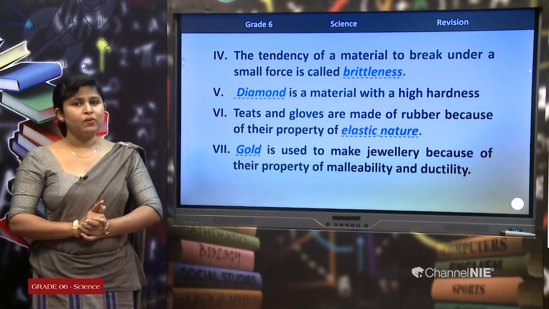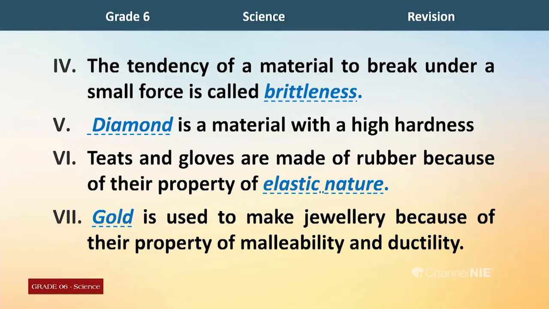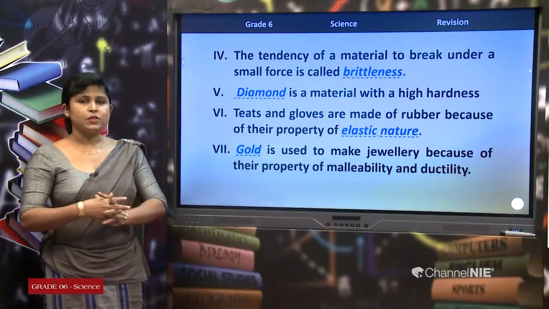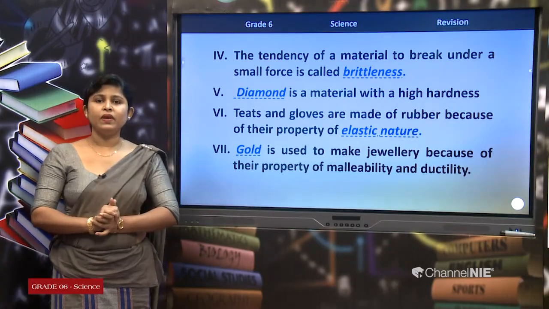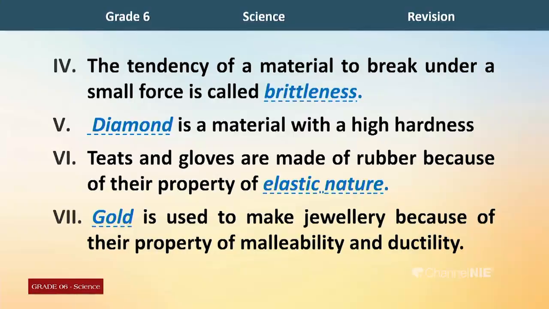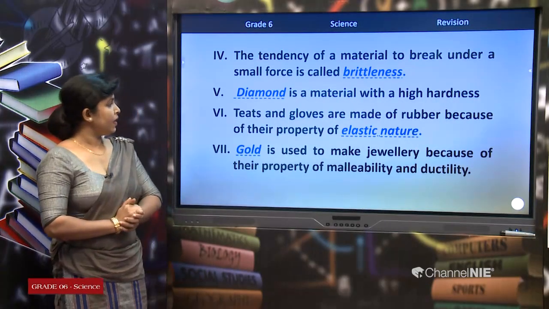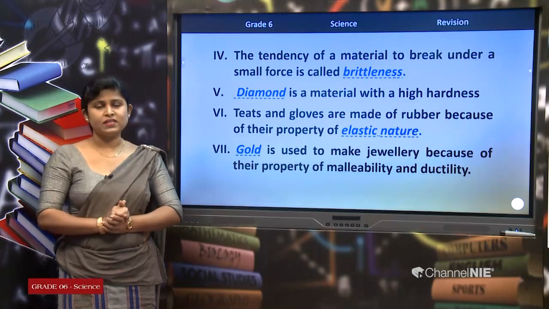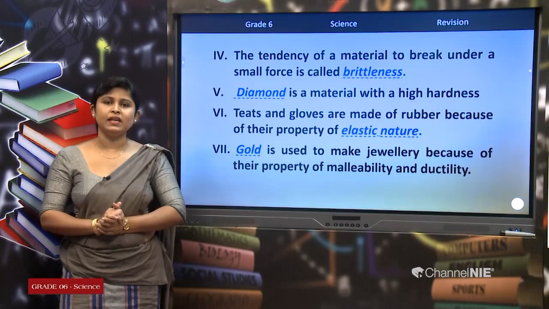My dear children, by looking at this slide, you can see some words. The words are brittleness, hardness, elastic nature, malleability, and ductility. I will explain what these features are. Brittleness is a special feature of solids. When solids break down into pieces under a very small force, we say those materials have brittleness. Then, elastic nature. When we apply a force, the length of an object is increased, and if it comes back to its earlier position, we call that elastic nature. Especially rubber has this nature.